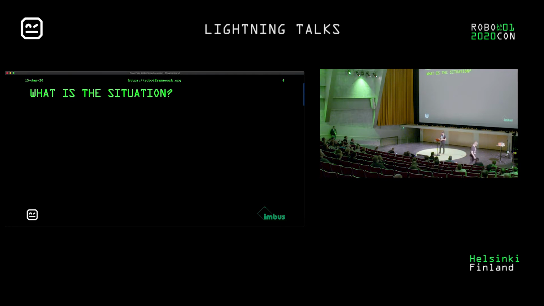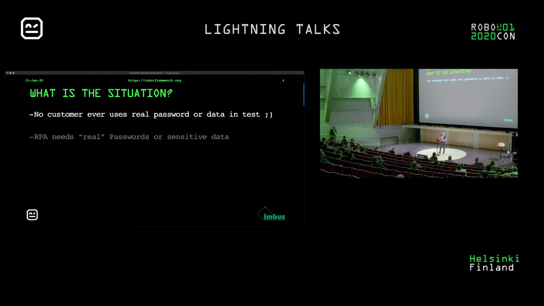The actual situation is, of course, all testers know no customer would ever use real passwords or confidential data like customer data or real databases in the test. That's fine so far, right? No other opinions? Good. But in RPA, we need this. We need real passwords and sensitive data.